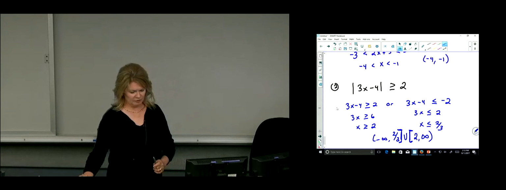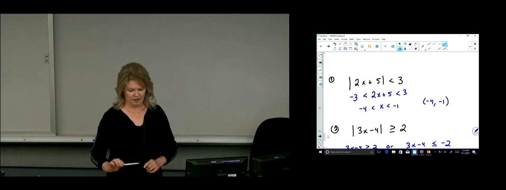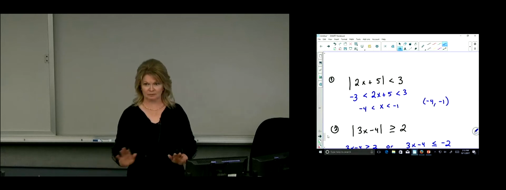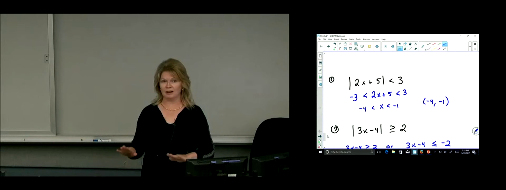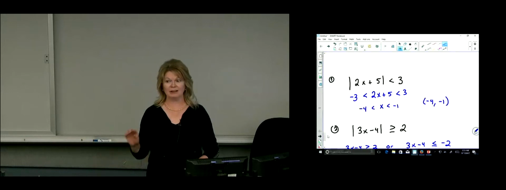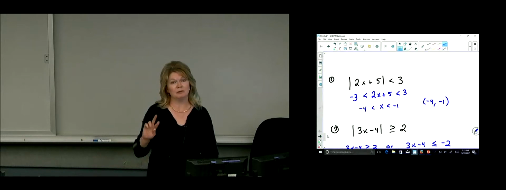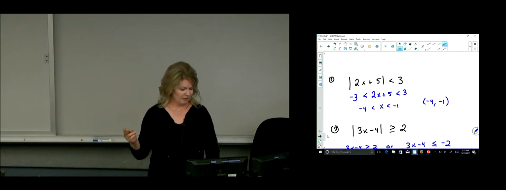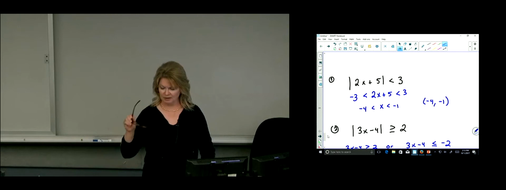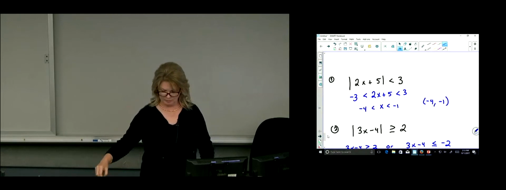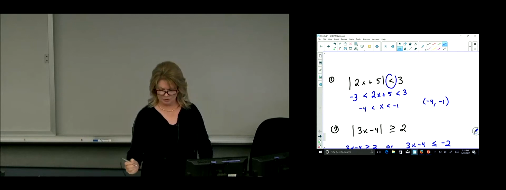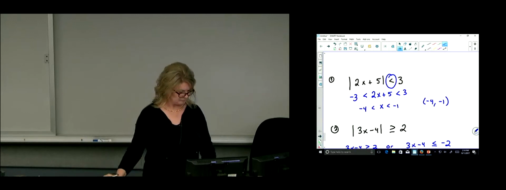Okay, so for that first one, it was the sandwich, right? And I subtracted 5 from every side, and then I divided by 2 every side. If I had divided by -2, I would have flipped both of those inequality signs. Okay? And then you would have gotten -4 to 1. Everybody good with that? -4 to 1. And we use parentheses because this was just less than.